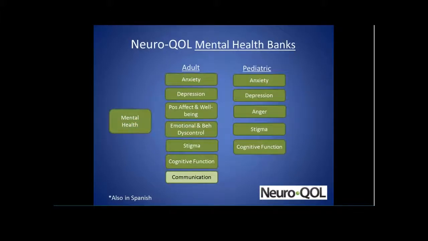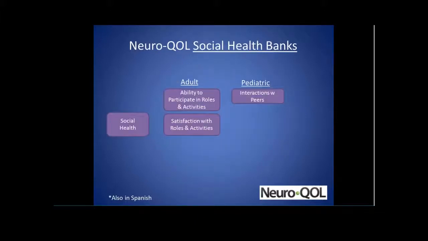The mental health banks, again, include anxiety and depression, which are the most commonly utilized. One unique attribute of NeuroQual is its assessment of positive affect and well-being, so not just the negative affect or distress component. It has a measure of emotional and behavioral dyscontrol, as well as stigma, self-reported cognitive function, and communication as well, and a smaller set of the same domains in pediatric. In social health, we see ability to participate and satisfaction with that participation, and again, interaction with peers for pediatric respondents.